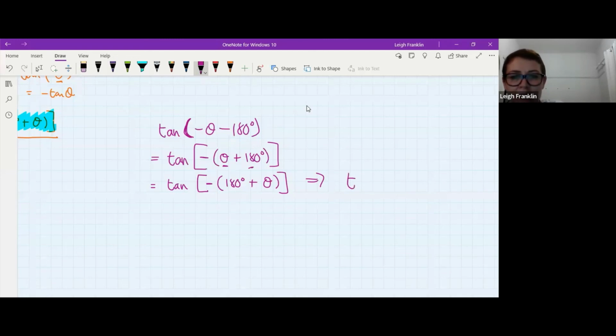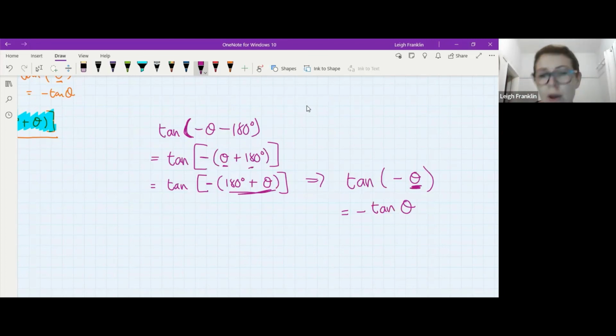Now here, what you have got is the same idea as tan minus theta. It doesn't matter that this is now a binomial instead of a monomial. Because tan minus theta reduces to minus tan theta, this also has to reduce to negative tan theta in this case. So it becomes negative tan theta. The other way that you can look at it is like this.